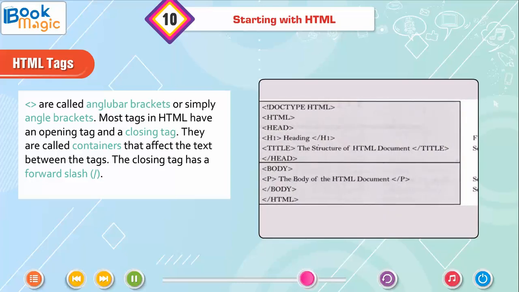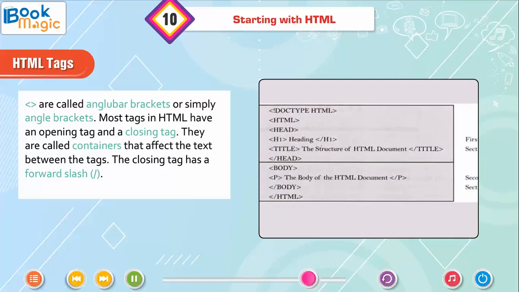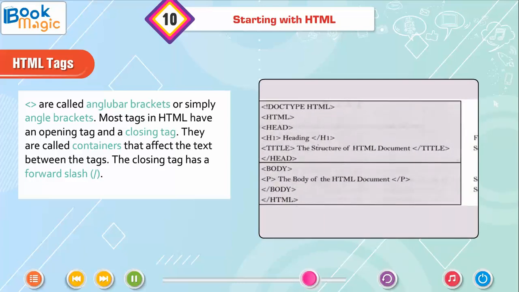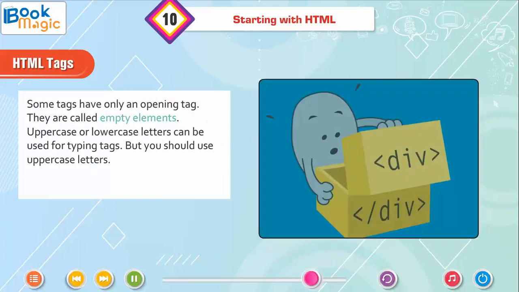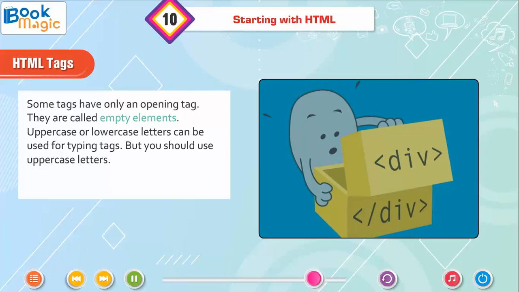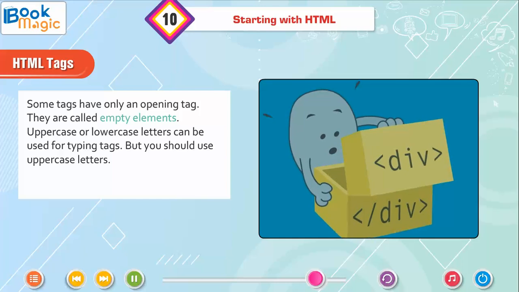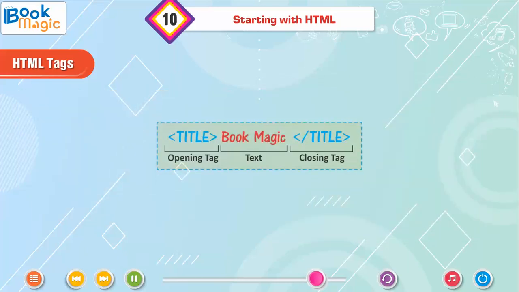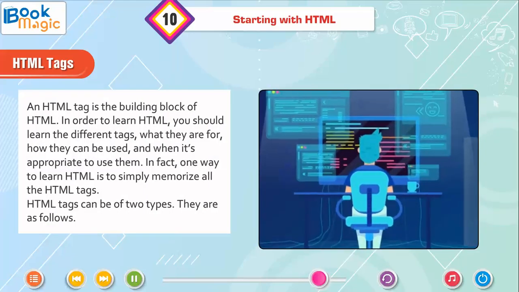Most tags in HTML have an opening tag and a closing tag. They are called containers that affect the text between the tags. The closing tag has a forward slash. Some tags have only an opening tag. They are called empty elements. Uppercase or lowercase letters can be used for typing tags, but you should use uppercase letters. Opening tag, text, closing tag. An HTML tag is the building block of HTML.